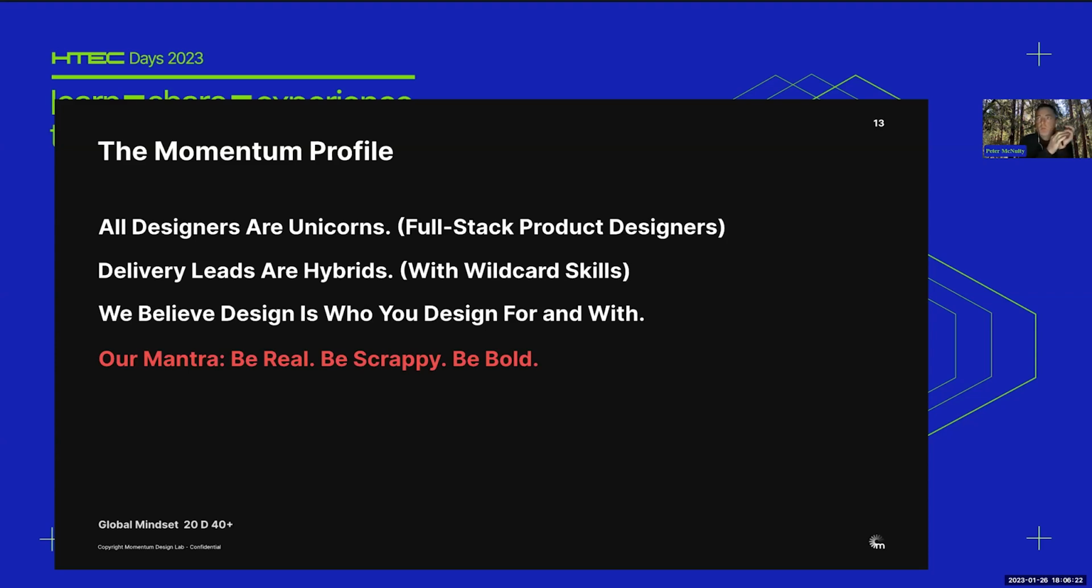A typical team here at Momentum consists of 2 designers and a DL, or a delivery lead. That is a designer pod or a project pod. And the delivery lead fills in the gaps. Some have BA skills, some have experience strategy skills, some are true account managers.